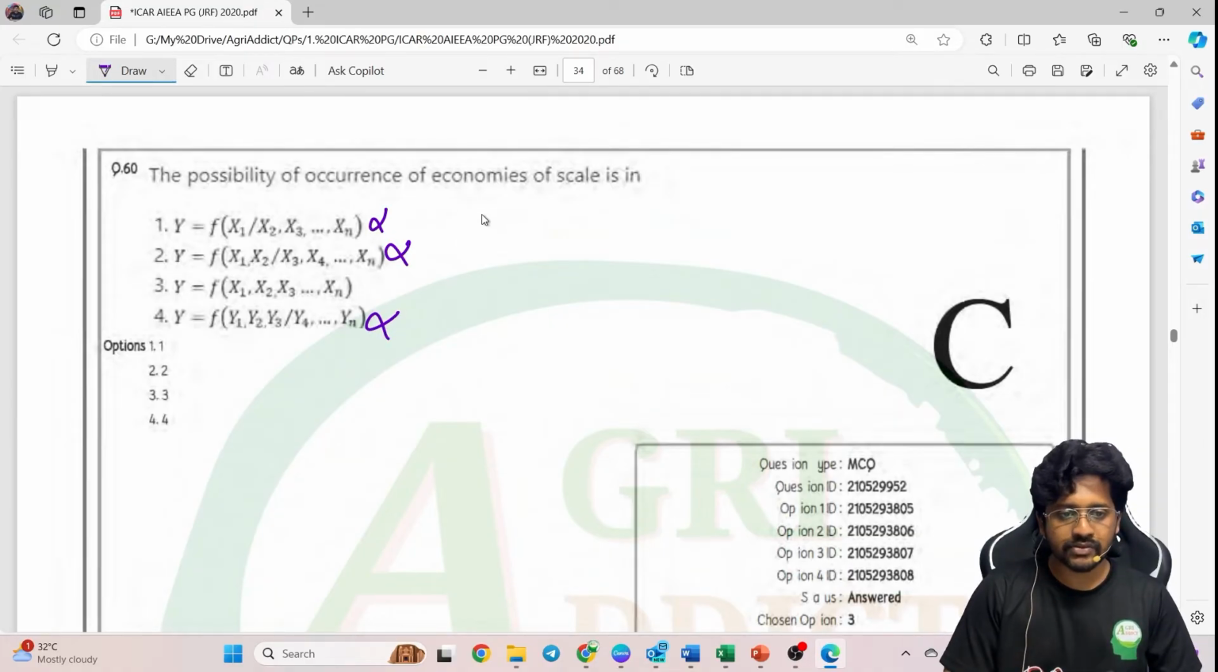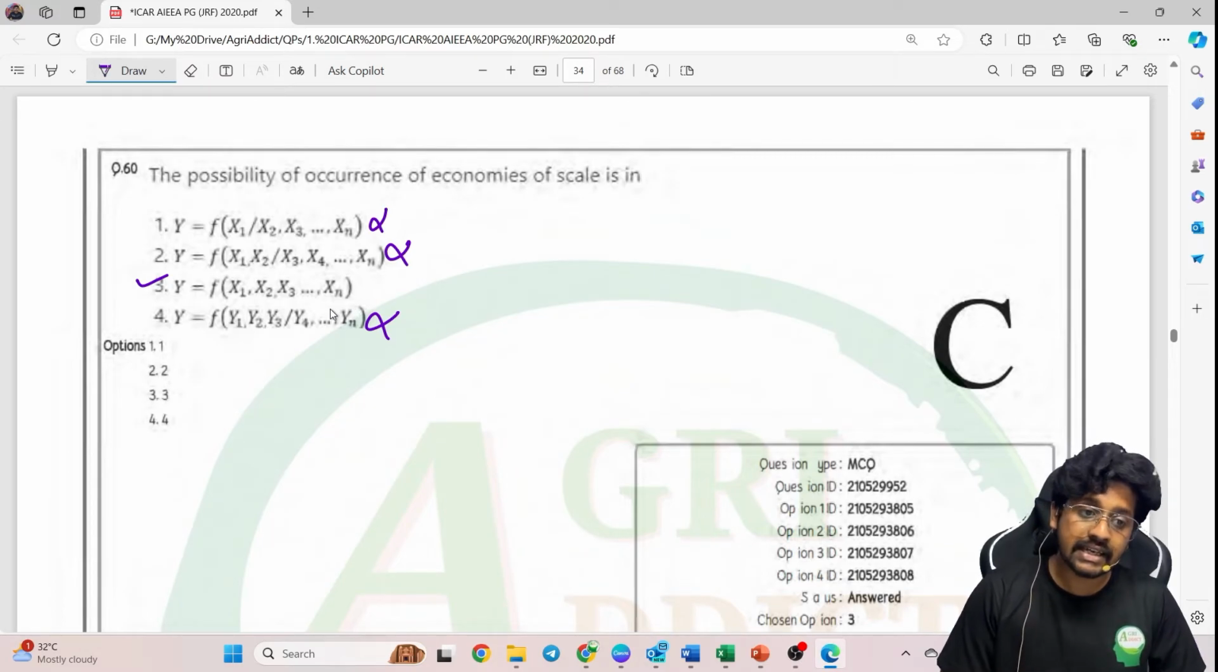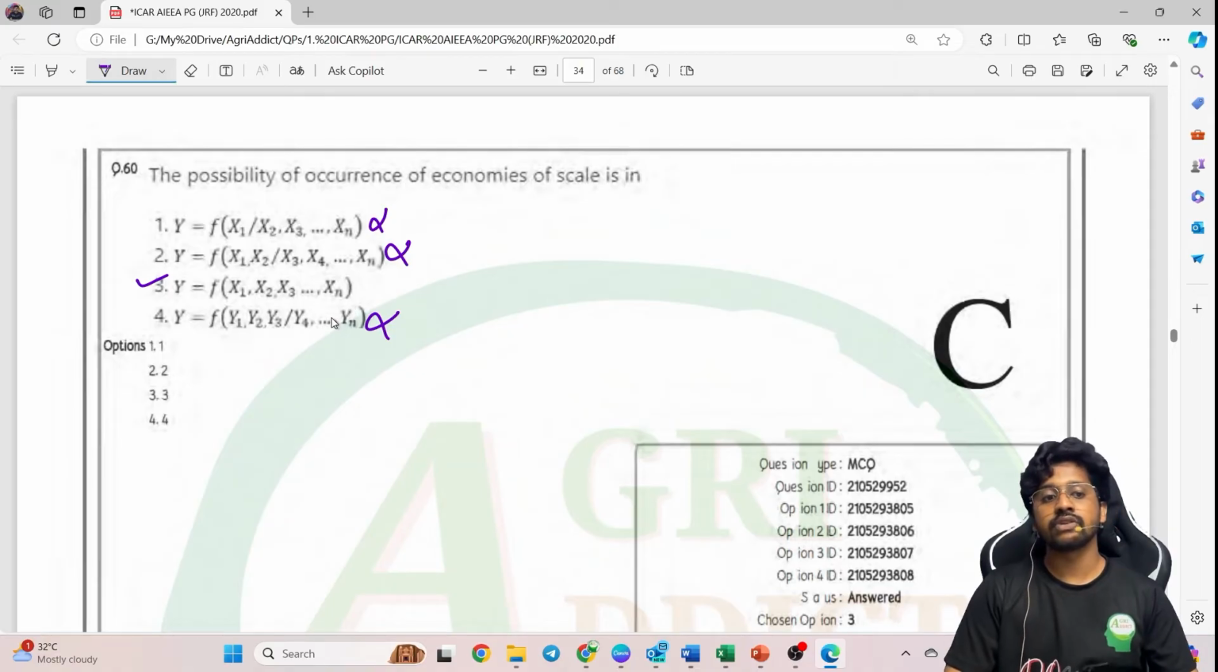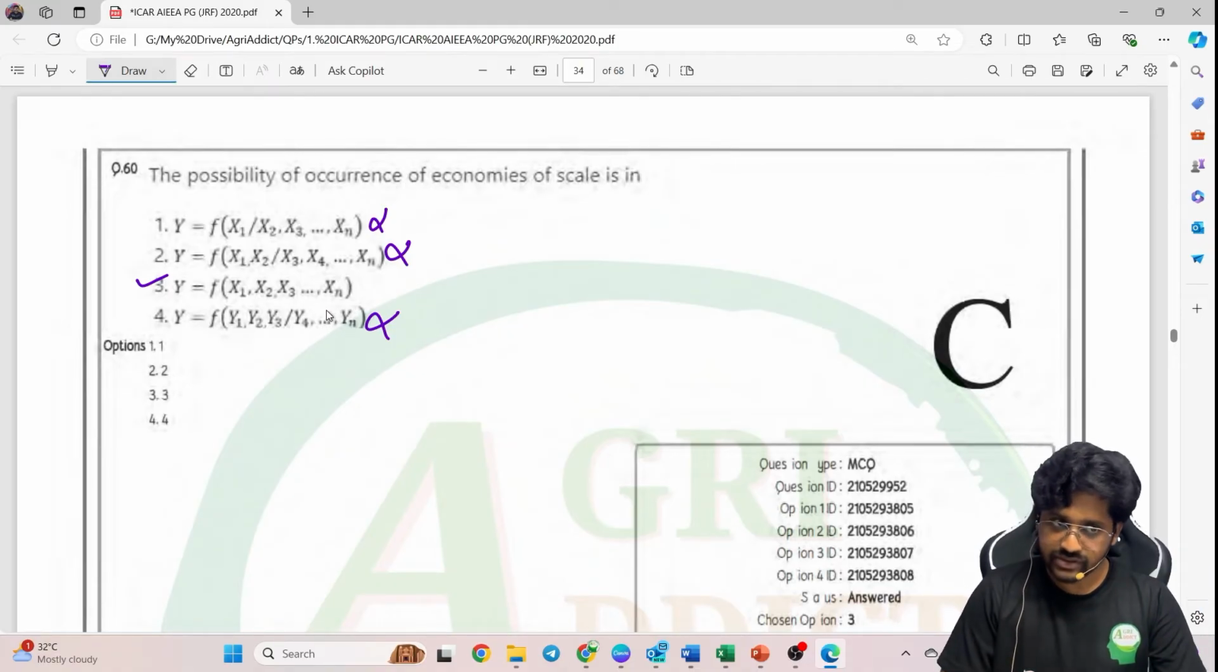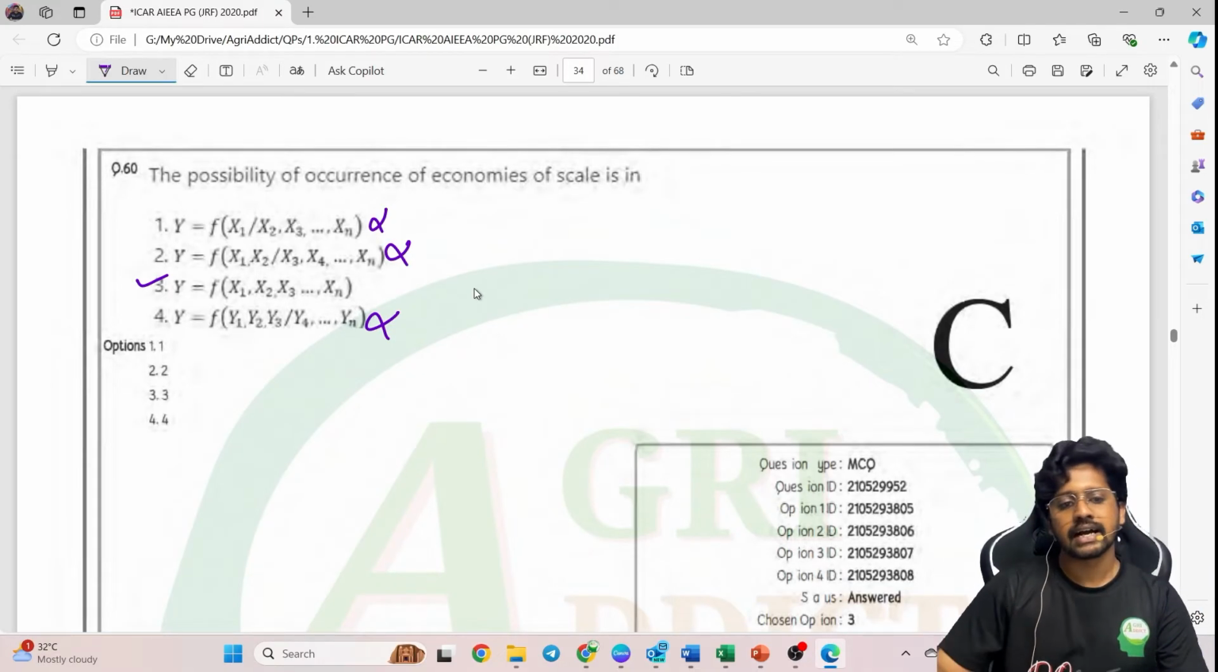And since economies of scale will be possible only when it happens in the long run, in the third production function there are no fixed factors. There is no partition between the variable and fixed factors, right? That is, y is a function of variable factors such as x1, x2, x3, etc., xn. So only in the long run production function will there be a possibility of occurrence of economies of scale. So therefore the third option will be the correct answer.